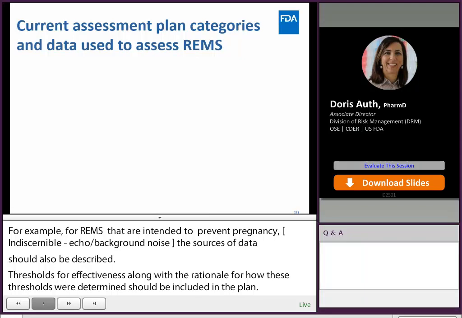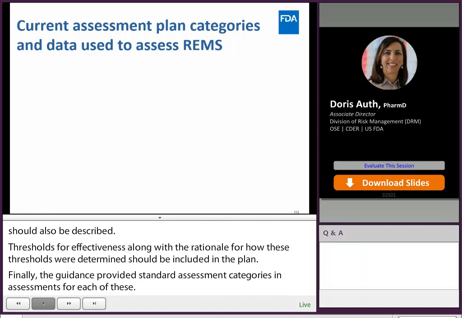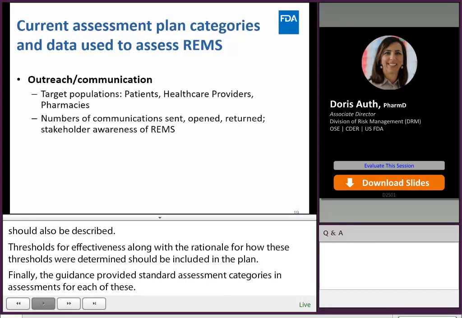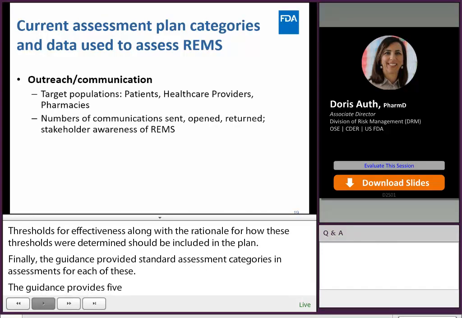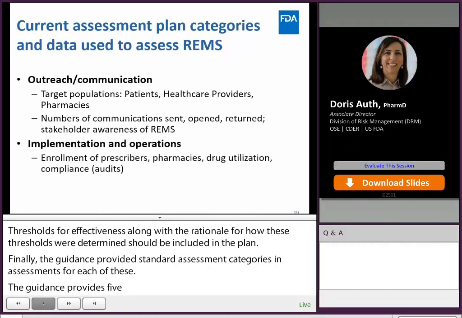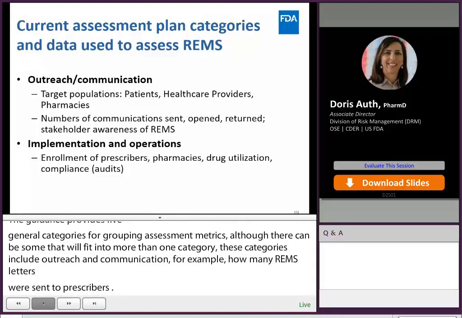The guidance provides 5 general categories for grouping assessment metrics, although there can be some metrics that may fit into more than one category. These categories include outreach and communication, for example, how many REMS letters were sent to prescribers or other healthcare providers. REMS implementation and operations, such as the number of patients, prescribers, and pharmacies enrolled in the REMS, as well as any difficulties that the stakeholders may have in enrolling.